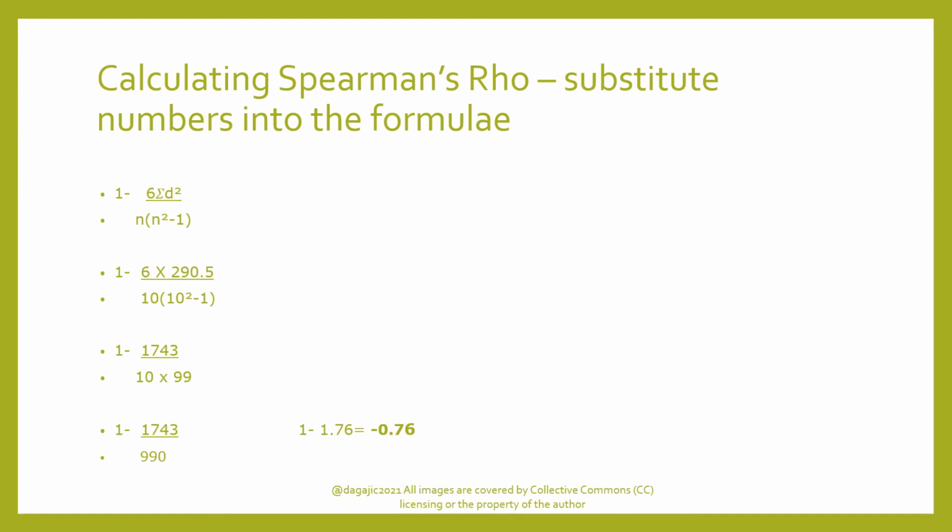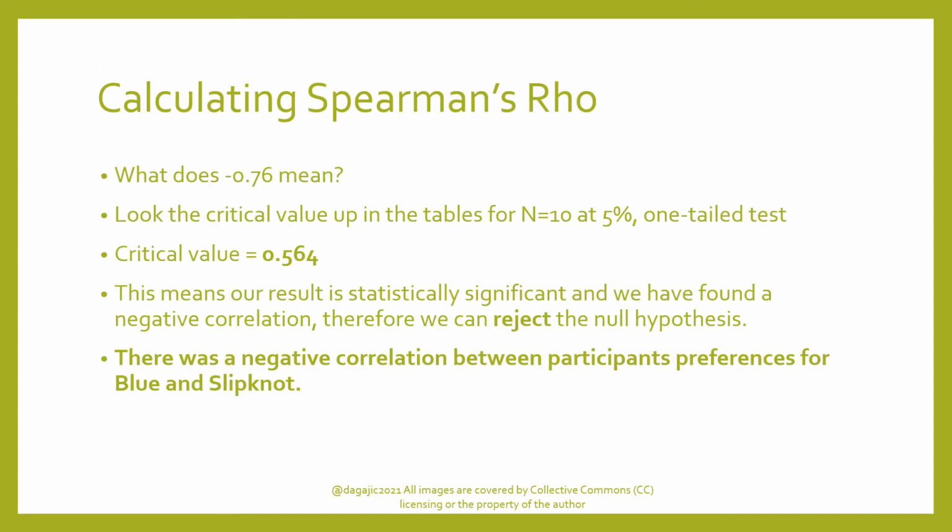Now hopefully you can already see that that shows quite a strong negative correlation, which is also what the graph was showing us. So we now need to know what that means in terms of our critical values. So we look up the critical value. N is 10. It's at the 5% level, and it's a one-tailed test. Now our critical value is 0.564. This means our result is statistically significant and we found a negative correlation. Therefore, we can reject the null hypothesis. So we can be quite confident saying there was a negative correlation between participants' preferences for Blue and Slipknot.